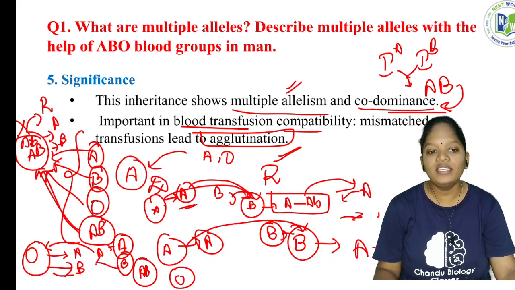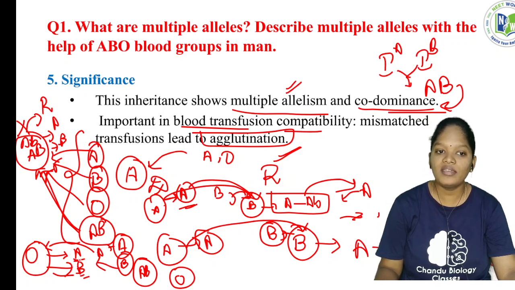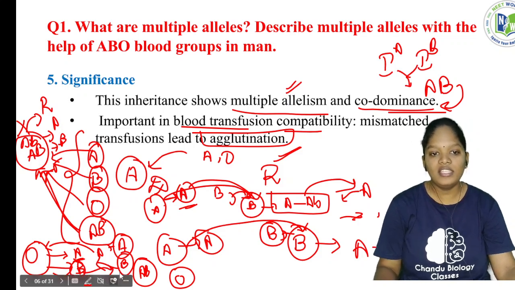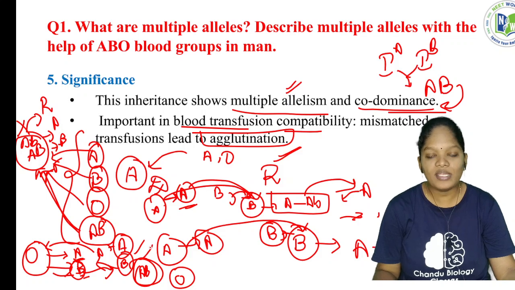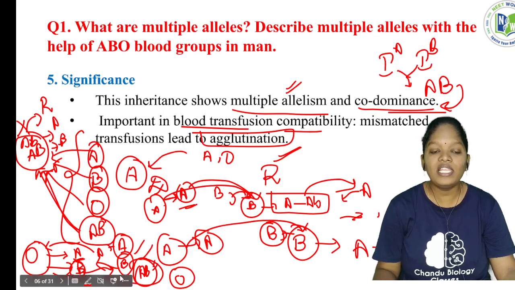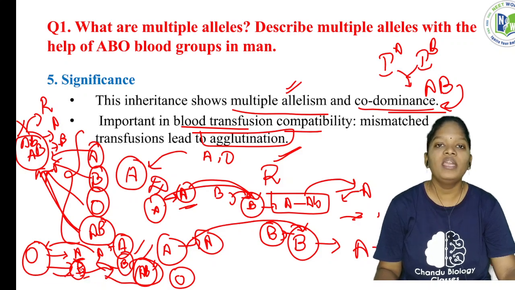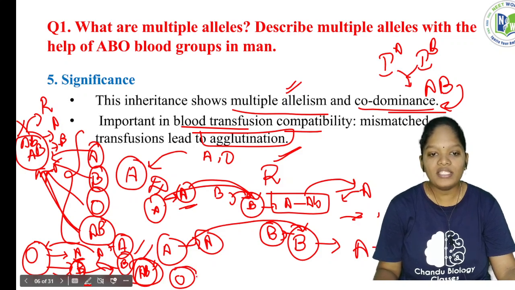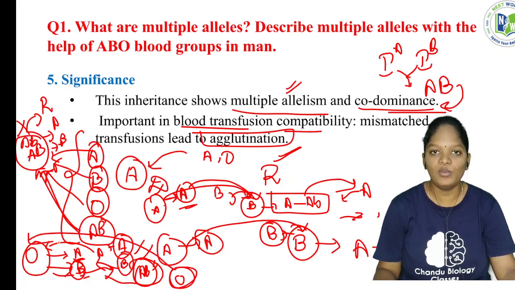Again, if B antigen enters, the B antibody secreted here will immediately fight against this blood group. And if an AB person gives blood to a person with O blood group, both antibodies act, which leads to agglutination faster. So only the O blood group can give blood to a person having the O blood group.